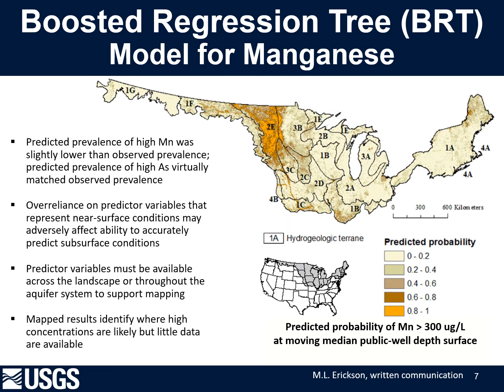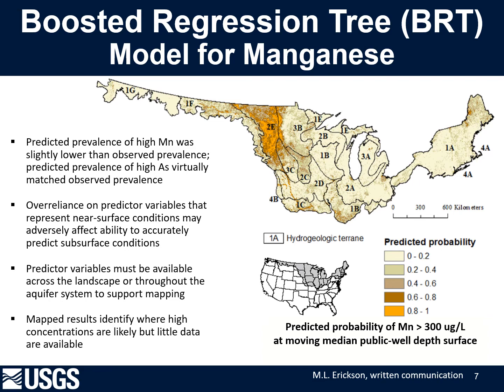Next, we're going to look at the model for manganese. And I want to point out using this slide that the predicted prevalence of high manganese was just slightly lower than the observed prevalence by about 2.5%. But the predicted prevalence of high arsenic was virtually matched compared to what we saw in the aquifer scale proportion data. About 10% of the aquifer has high arsenic.